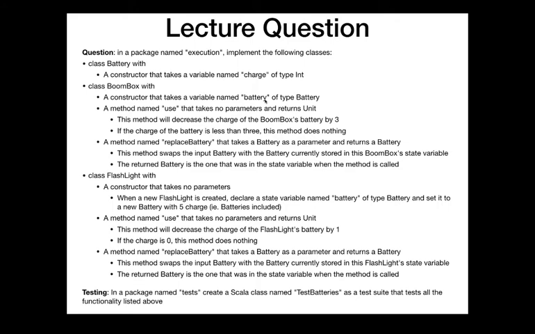Does that make sense? So when we call replace battery with a battery in the parameter, this battery in the parameter needs to end up in this battery variable. And whatever was in this battery variable needs to be the returned battery here. And that has to be the exact batteries by reference.